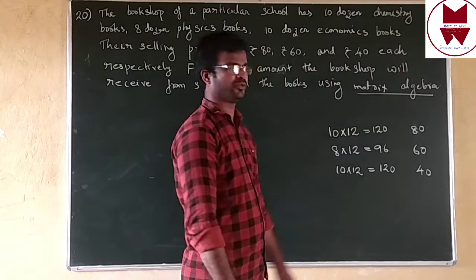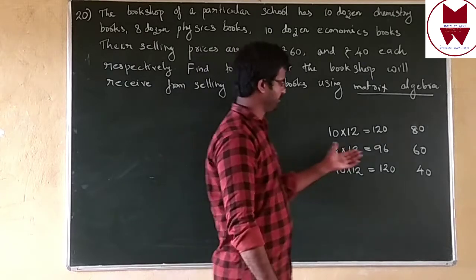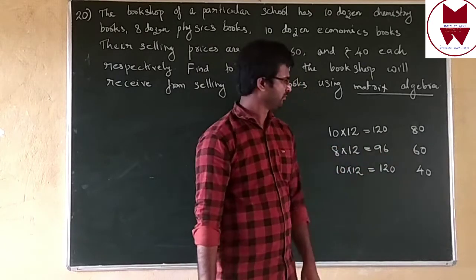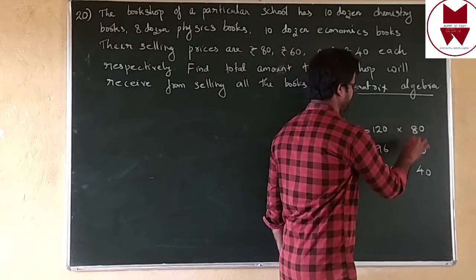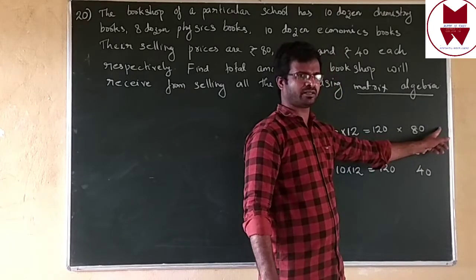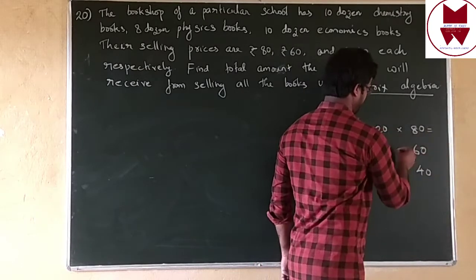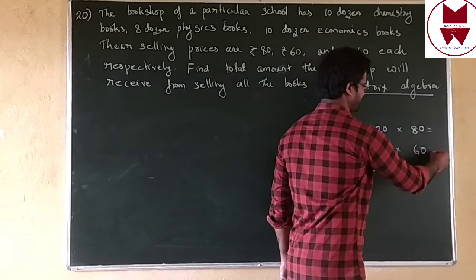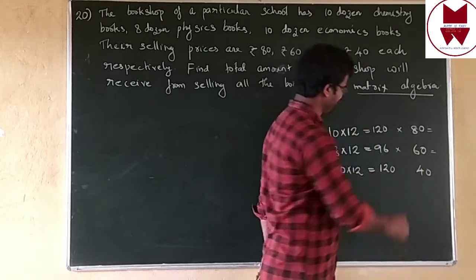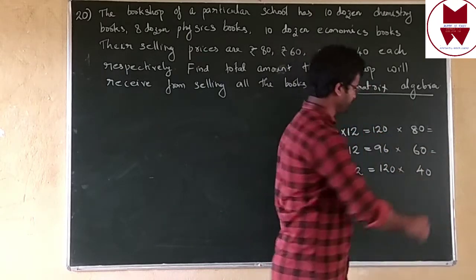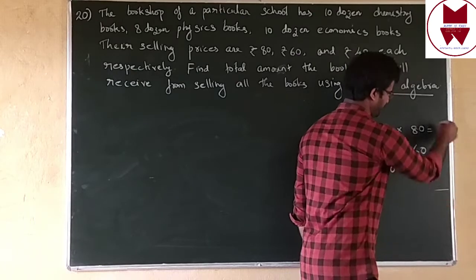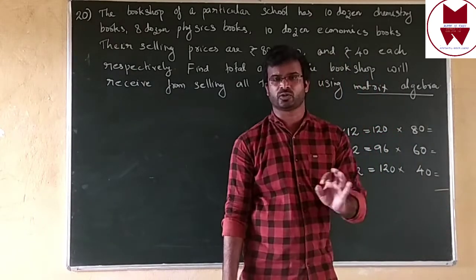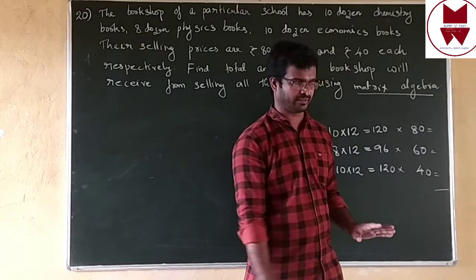Then we have to find the total amount if they sell all the books. What will you do? This 120 into 80, if you do, you will get one answer, isn't it? If you multiply 96 and 60 also, you will get one answer. 120 and 40, you will get another answer. You add all the answers, you will get the final total amount. This is the normal method, isn't it?